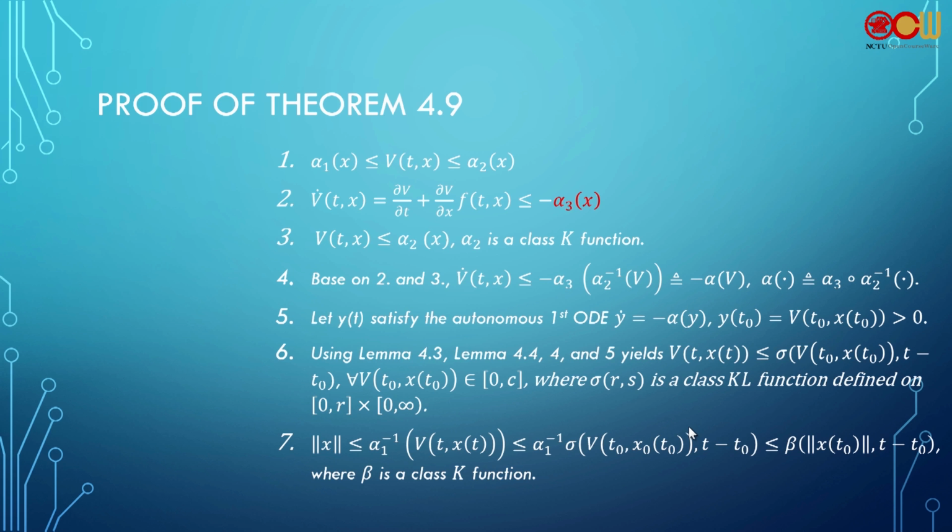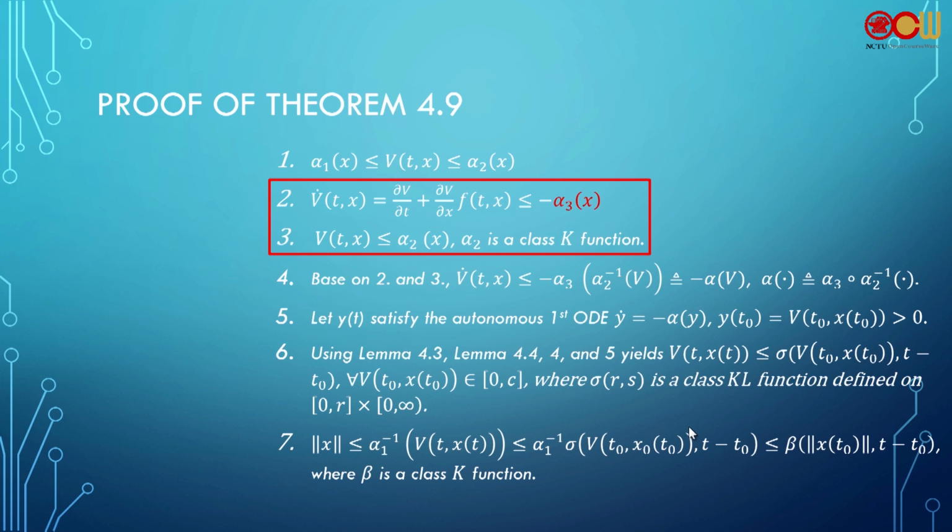And the proof for theorem 4.9. Here is a more systematic procedure, right? But here is just my explanation. So the standard way to prove this is, okay, this is the condition. 1 and 2 are the conditions for theorem 4.9. The proof procedure will be this. V is upper bounded by alpha 2, right, which is a class K function.